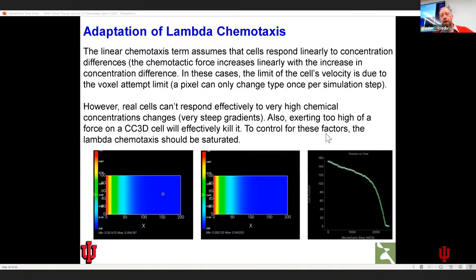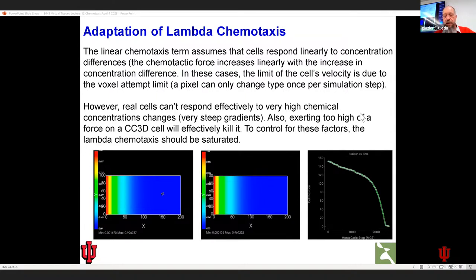So one thing that can happen in biological reality is that in a linear gradient, we can adjust the strength of lambda chemo so that the cell moves with a typical velocity that we want. But if we have decay, we know that the concentration of the chemical is not linear in position, it goes down exponentially. And in an exponential field, the gradient is very steep near the source of the chemical and very shallow far away. So what I'd like people to do is to take that linear gradient simulation and add a decay term to the chemical field and then see how the cell moves.